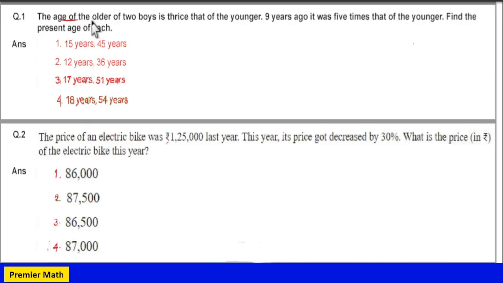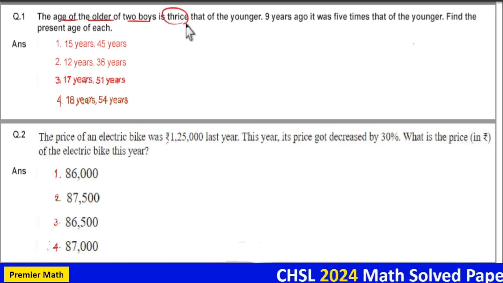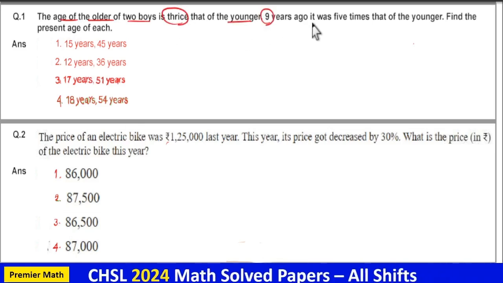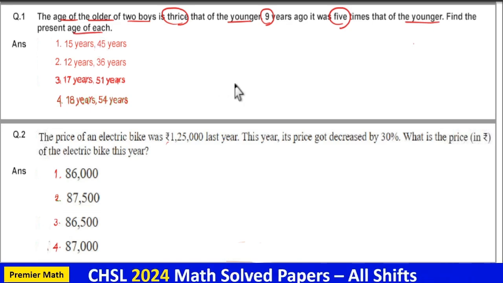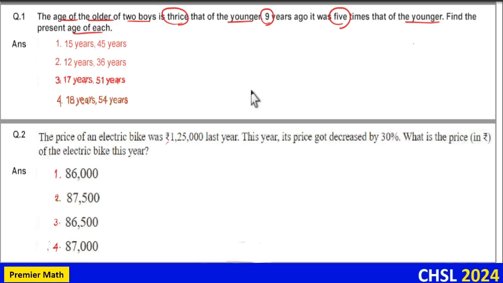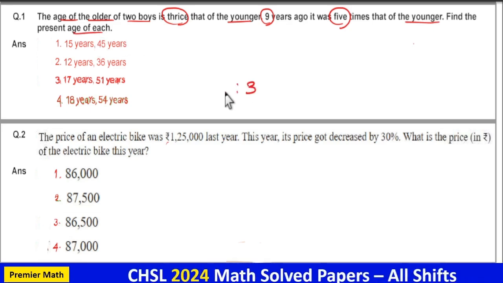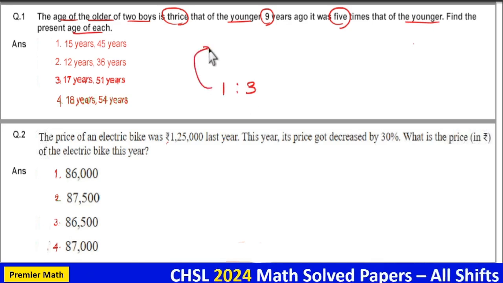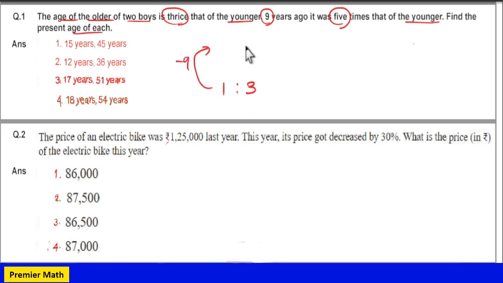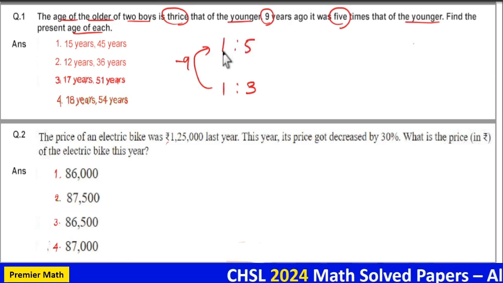The age of the older of two boys is thrice that of the younger, and 9 years ago it was 5 times that of the younger. Find the present age of each. Here, presently, out of two boys, the older one is 3 times that of the younger one, and 9 years ago, the older one is 5 times the younger one.